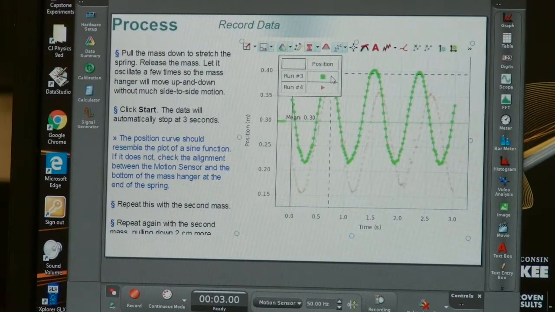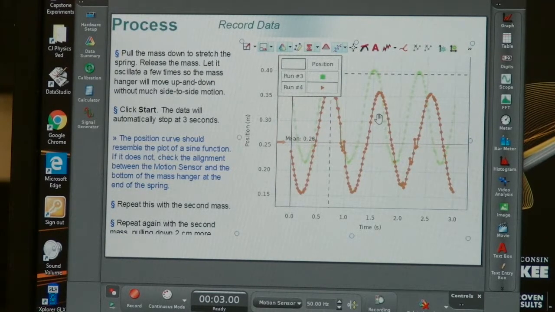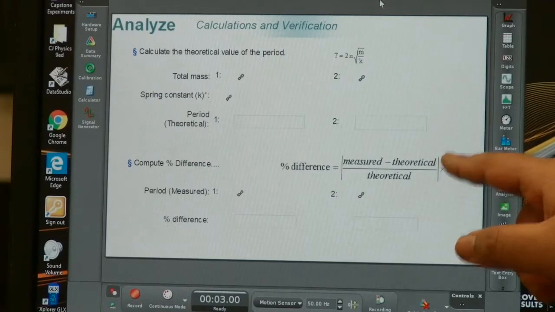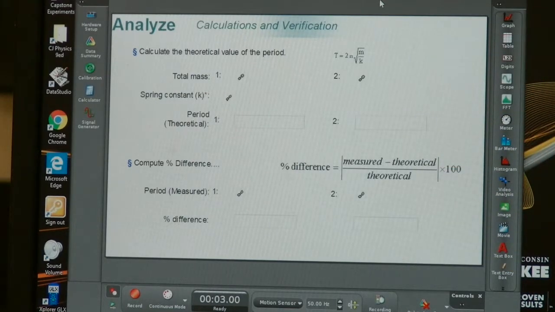So we have two different masses and two different plots. The green one was for the 100 grams mass, and then the orange one is for the 150 grams mass. And so clearly the periods are different. Then we can use the smart tool like I showed before to measure the two periods and compare with our theoretical periods and find the percentage error using this formula, which says that the percentage error is just the difference between the measured and the theoretical value over the theoretical value times 100.